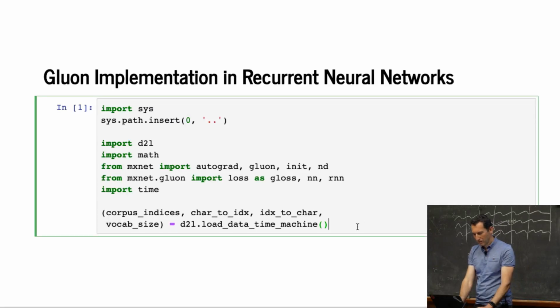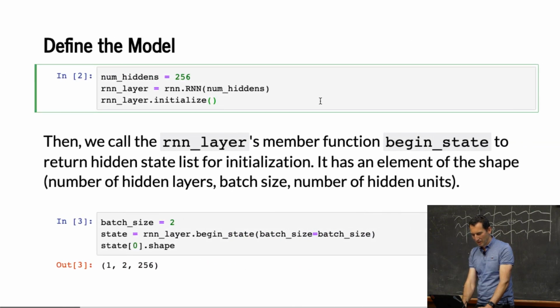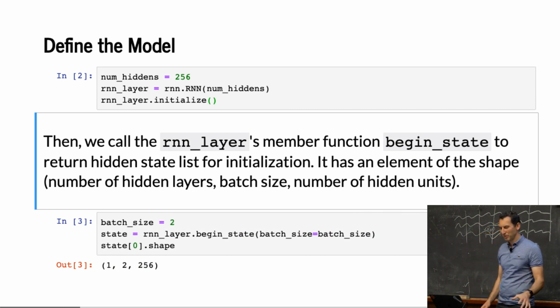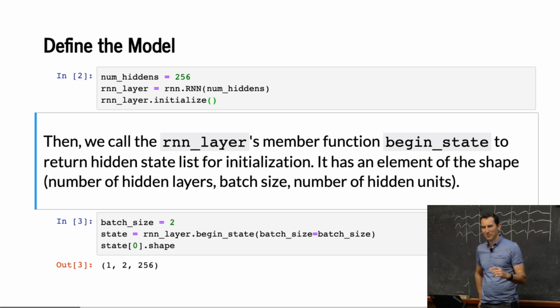And so the Gluon version of this is actually very, very brief. So the first thing I need to do is load the data as before. And then I define my model. And I have the RNN module. And so RNN, number of hiddens, gives me an RNN with 256 hidden units. RNN layer initialized just initializes it. So basically all the work that we did before is just those 3 lines. Okay, makes life easy, right?